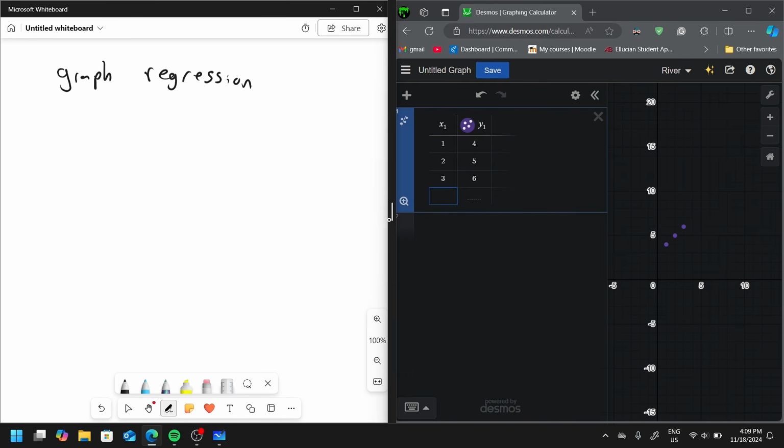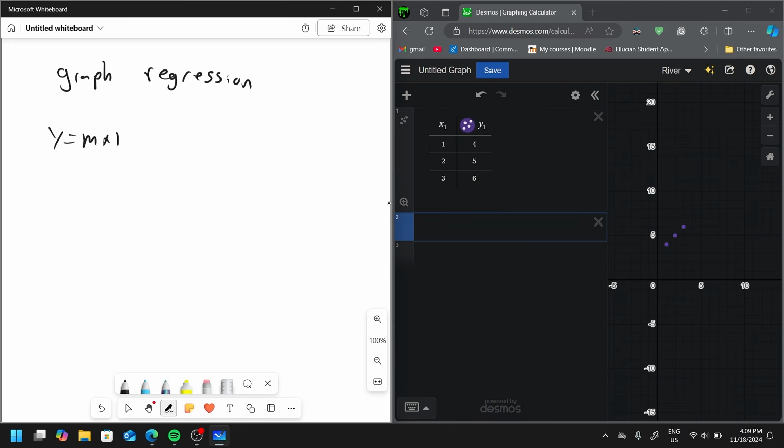So how do we do a regression with a graph? That's when we're saying we have a certain standard equation. Whether that be y equals mx plus b, or y equals ax squared plus bx plus c, a quadratic, or maybe we have an exponential, y equals a b to the x plus c.